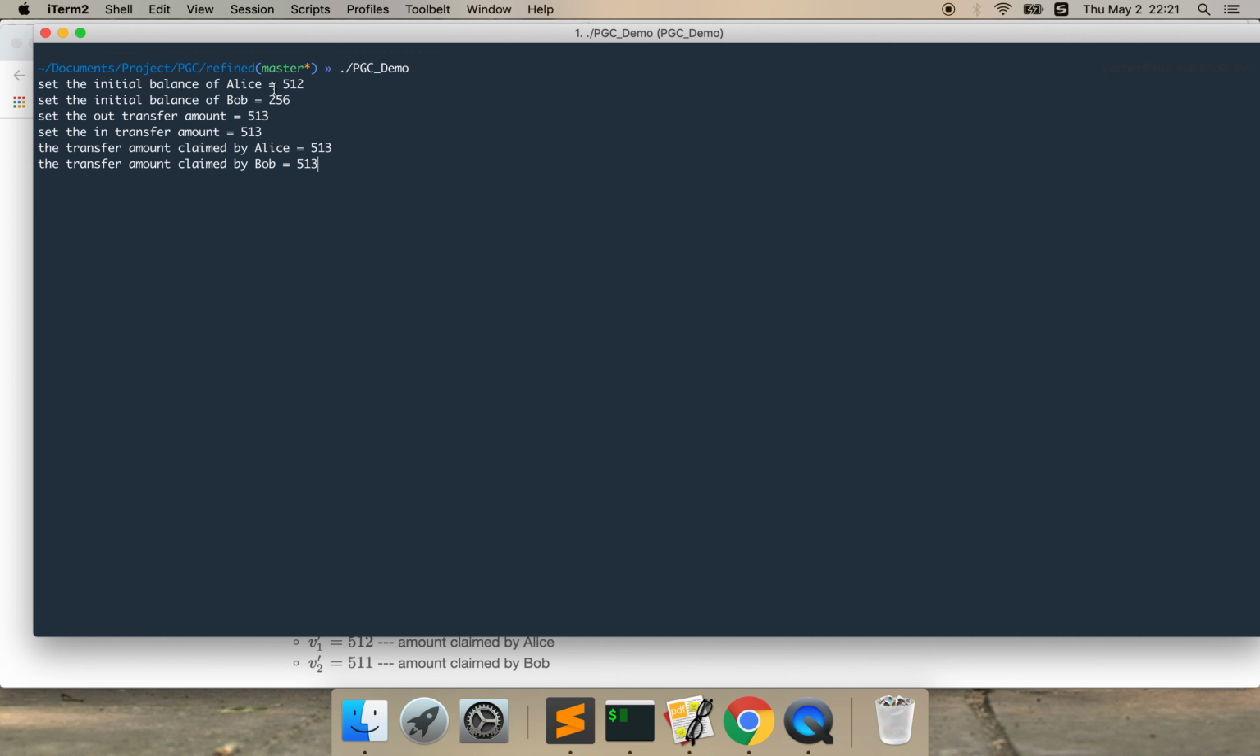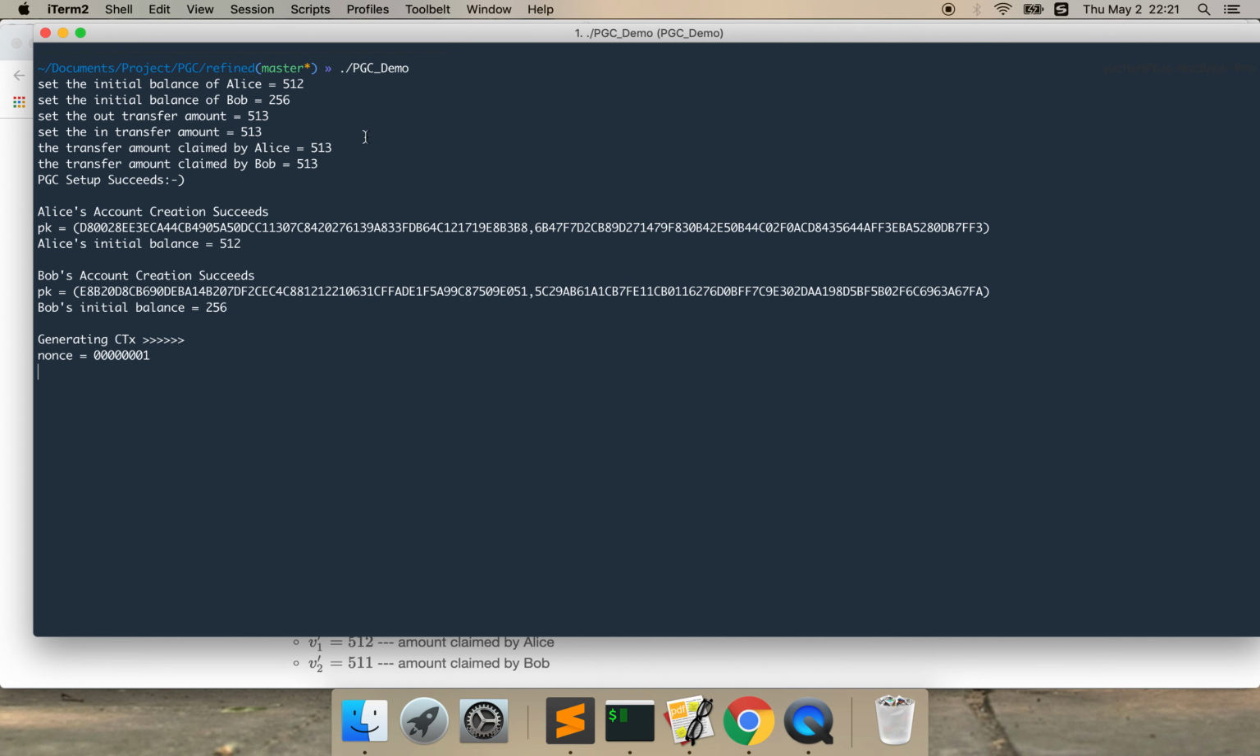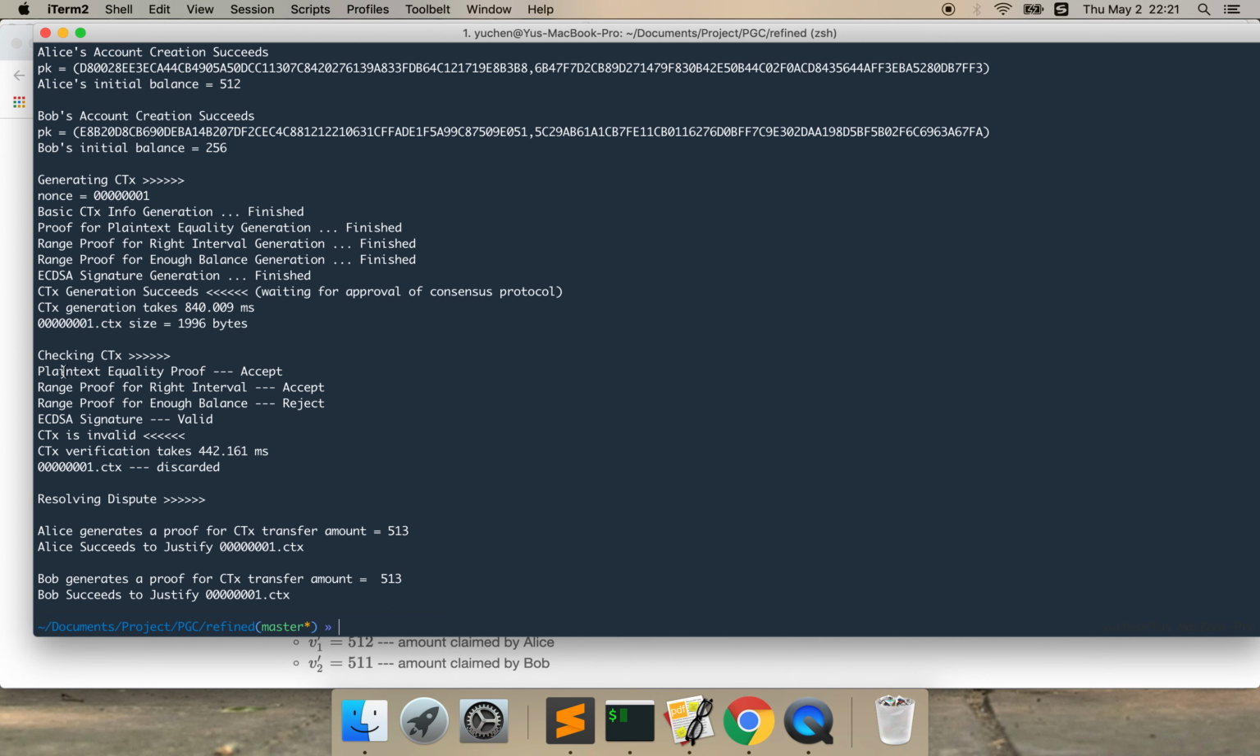Look, here, the initial balance of Alice is 512, which is less than the claimed transfer amount, 513. So the consequence is that the confidential transaction will be rejected because Alice does not have enough balance to make this transaction. Let's see the code. Look, here the second range proof for enough balance got rejected.